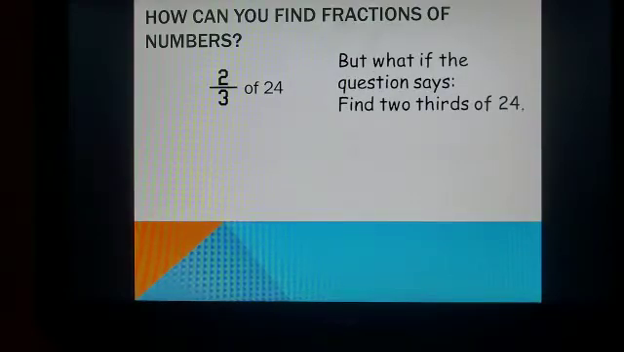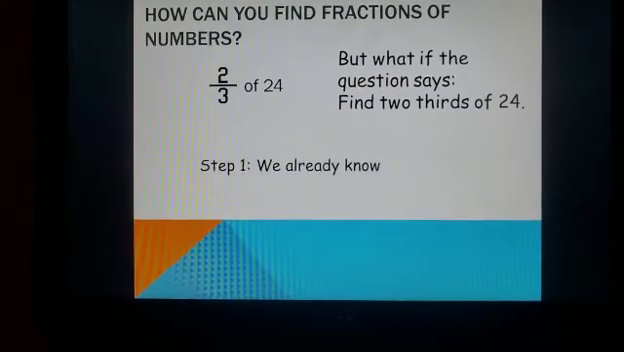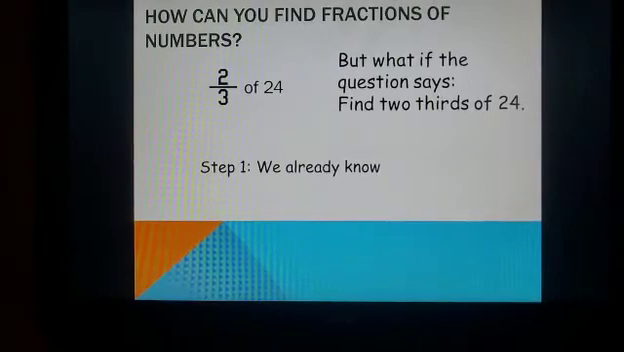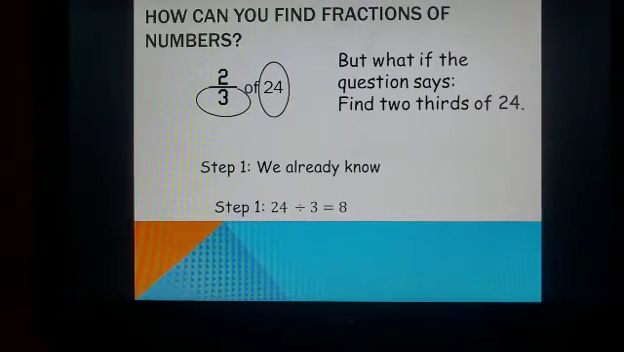But what if the question says find 2/3 of 24? There's 2 steps to this. Step 1, you already know. We find a third by dividing the quantity by the denominator. 24 divided by 3, we worked out, was 8.